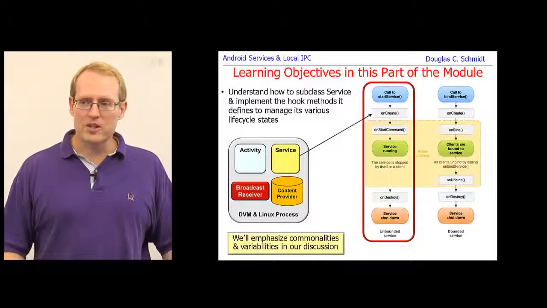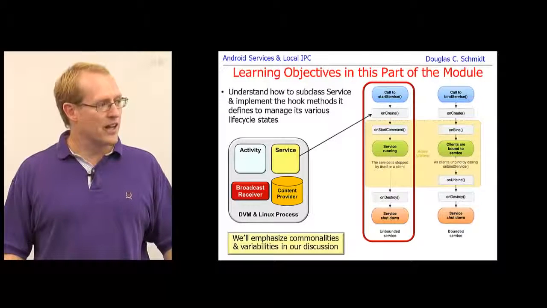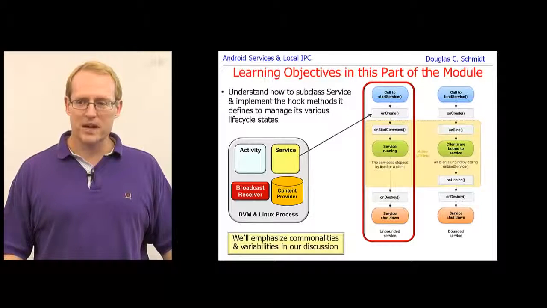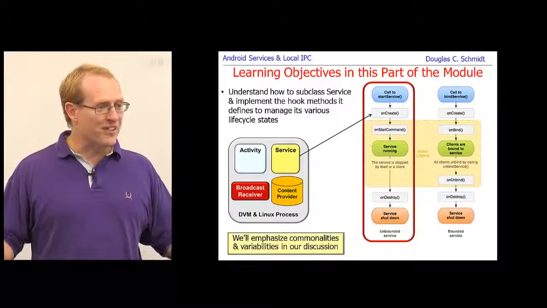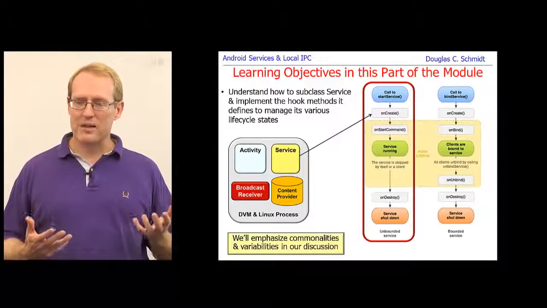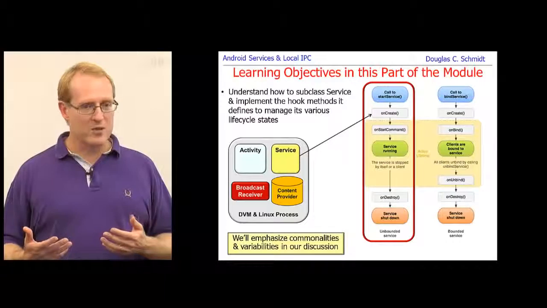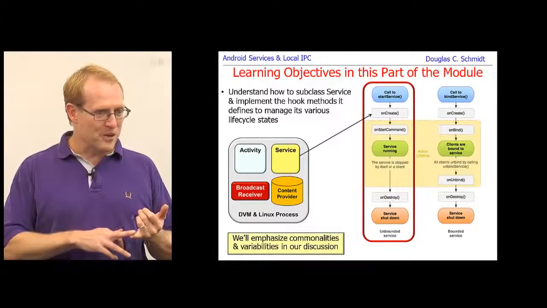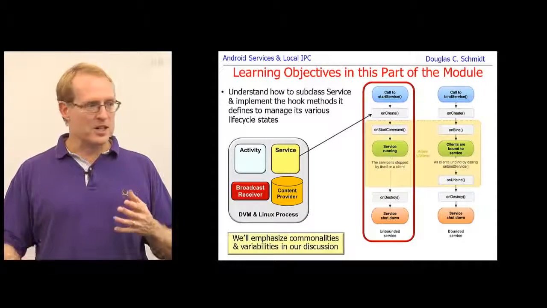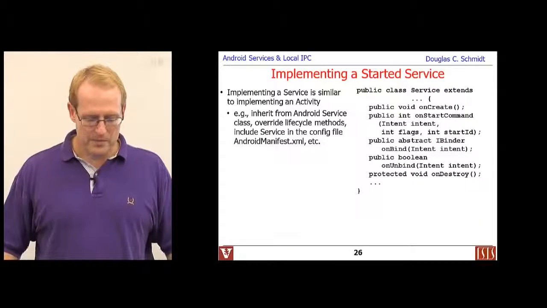As we go through the discussion, we're going to try to emphasize both the commonality and variability provided by the different mechanisms in Android. It's a framework, after all, so it's got this neat property of commonality and variability. Once you understand those properties, it makes it a lot easier to figure out what it's doing, and how to extend it and customize it for your particular needs.